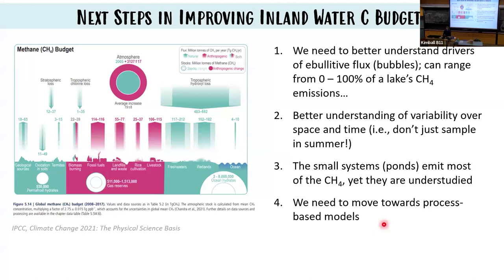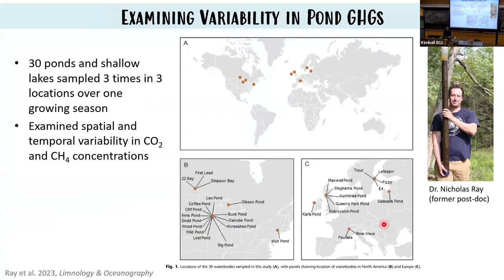So to get there, I'm just going to highlight a couple of studies that my lab has been doing focused on ponds to understand variability in greenhouse gas emissions. This was a study that I led with my former postdoc, Nick, where we worked with collaborators around North America and Europe to sample greenhouse gas concentrations in small ponds as well as shallow lakes. And we wanted to look at variability across time. If we went out to a site multiple different times, would we get the same answer? And then if we took water samples from multiple different locations, would we get the same answer as if we just took one water sample from the center of the pond or the lake?